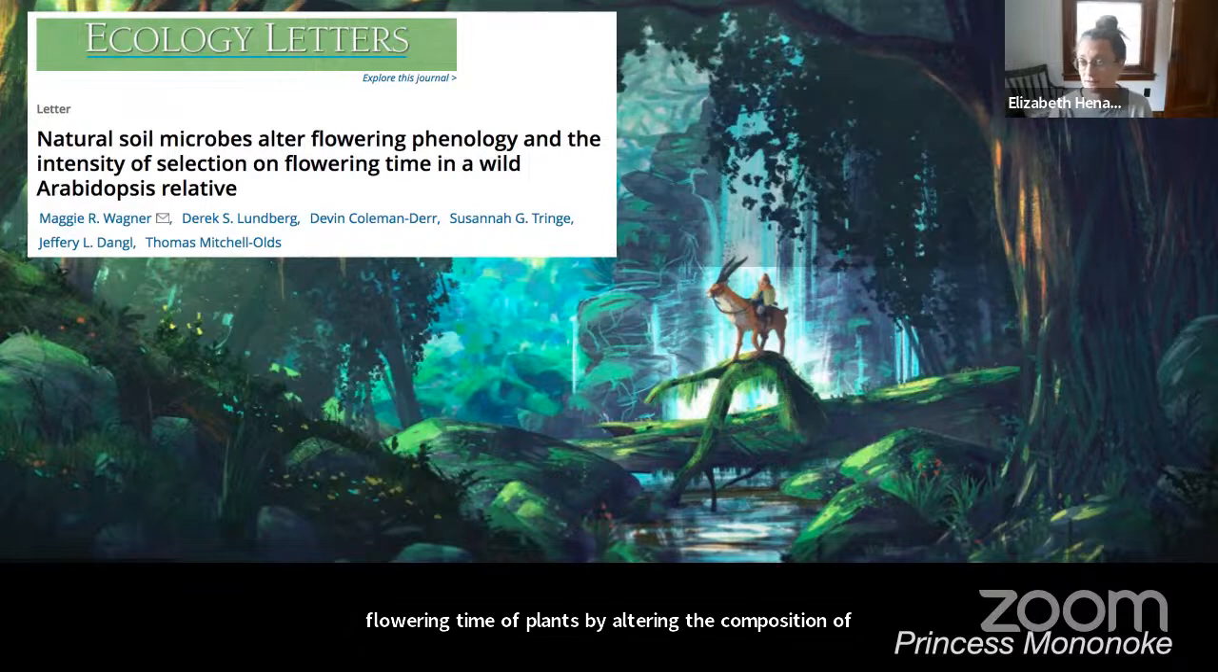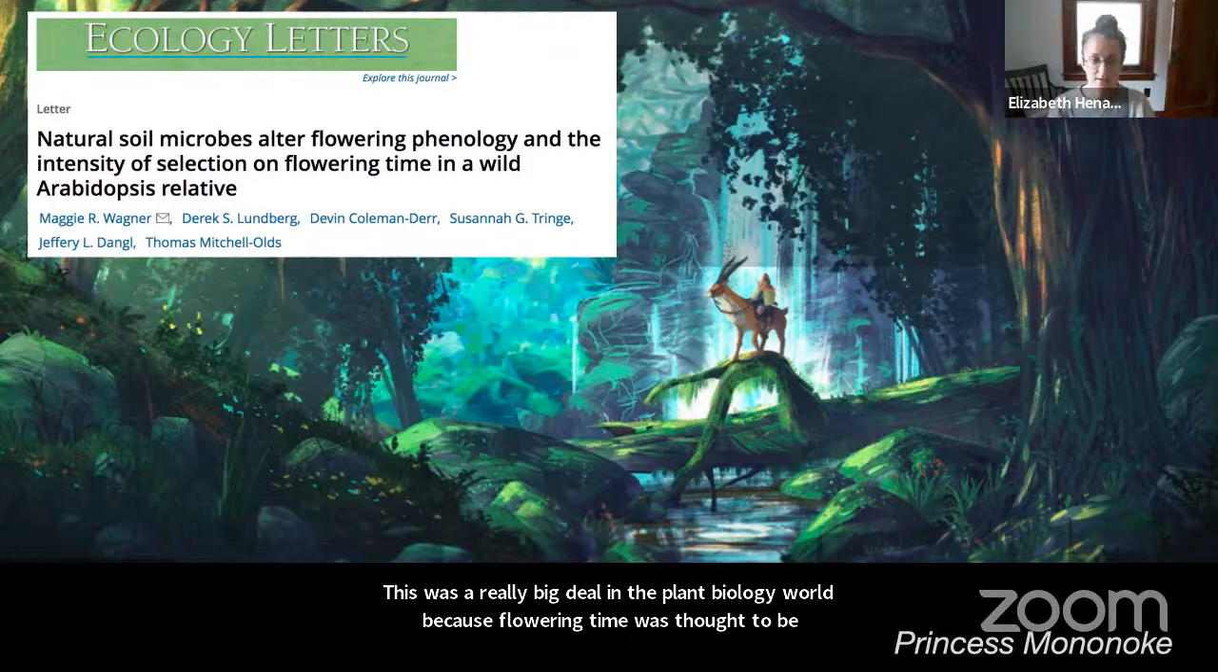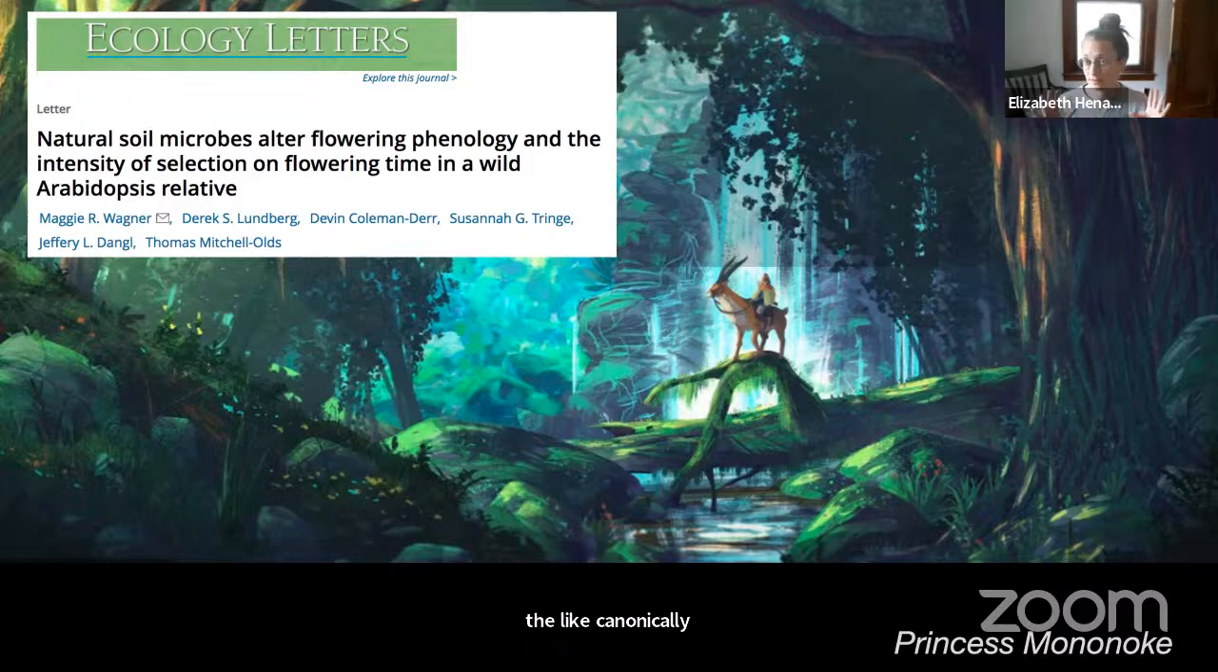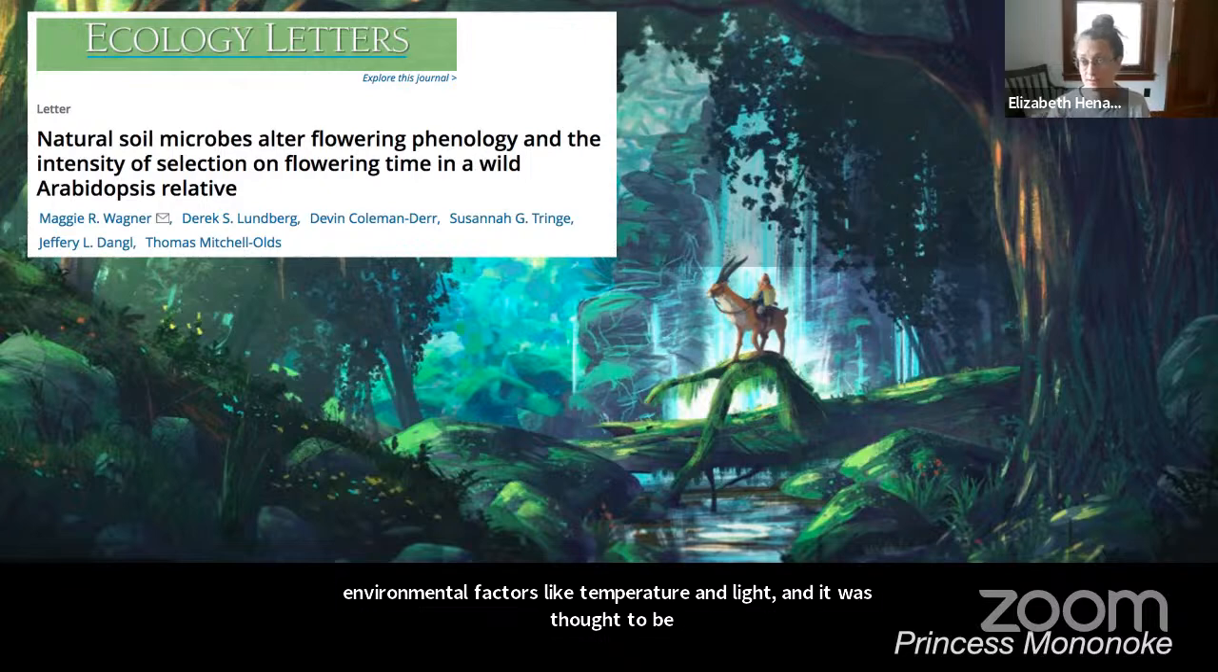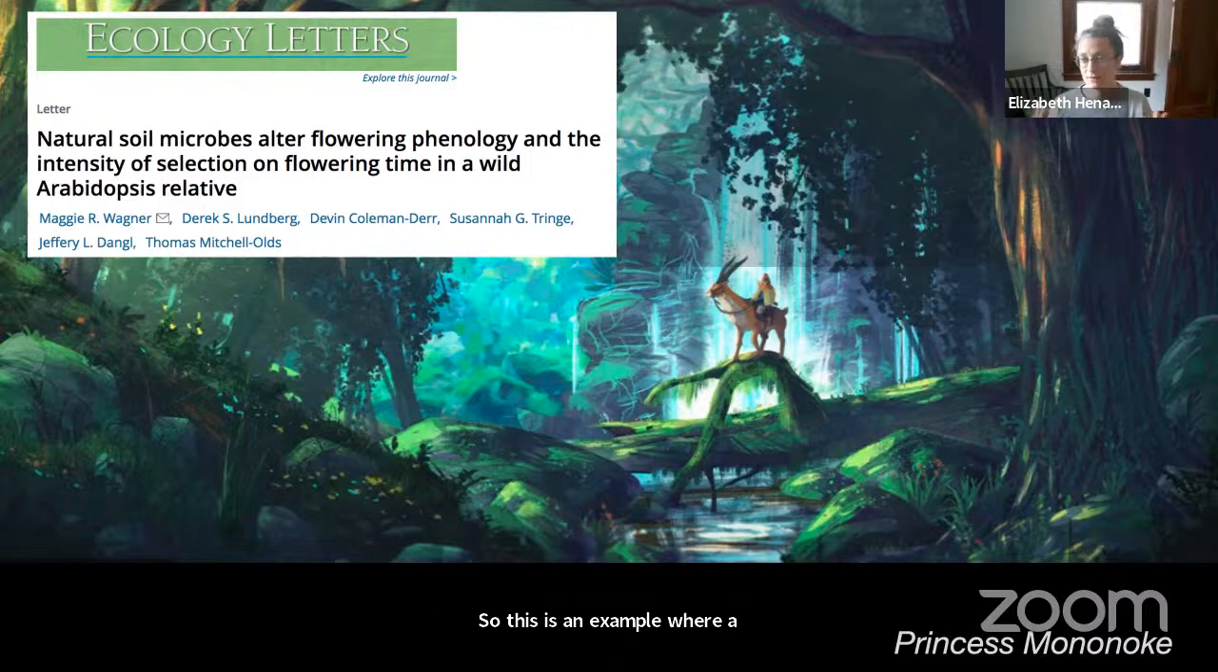This was a really big deal in the plant biology world because flowering time was thought to be the canonically well understood, genetically determined pathway. So different plants have different strategies for reproduction, integrating different types of environmental factors like temperature and light. And it was thought to be strictly genetically controlled by the genetic makeup of the plant itself. So this is an example where a phenotype or physical characteristic of a multicellular organism is determined not only by the genotype, or the genes, of that particular organism, but also the genotype of the microorganisms with which it's interacting.